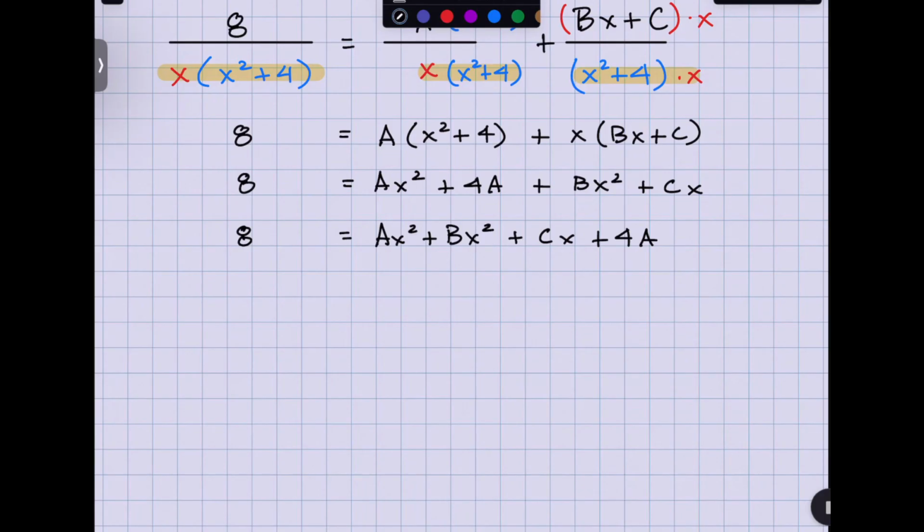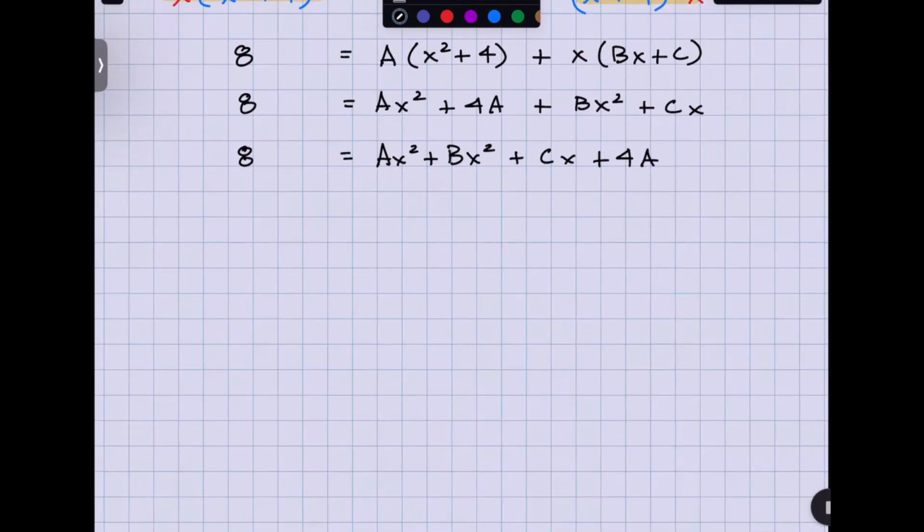All right, look on the left side. What do we have? A constant of 8. Do I have an x squared term on the left? Do I have an x term on the left? We just have a constant of 8. So we want to look at the right side. Do I have a constant? 4A. Isn't 4A a constant? Didn't we just say that A, B, C are all constants?